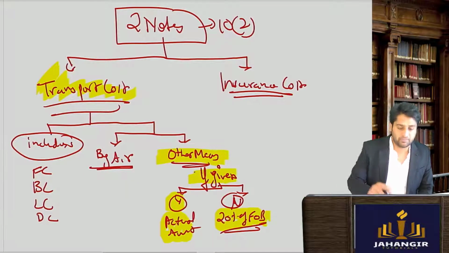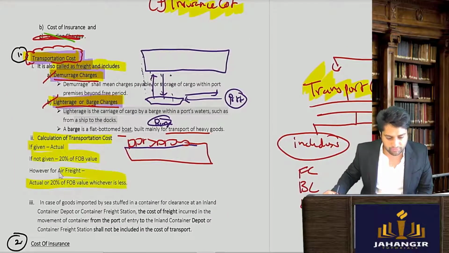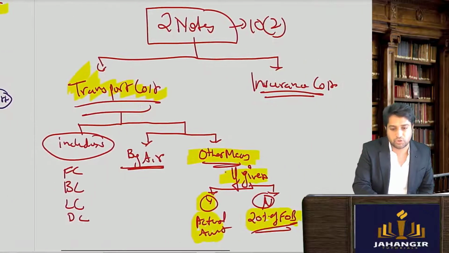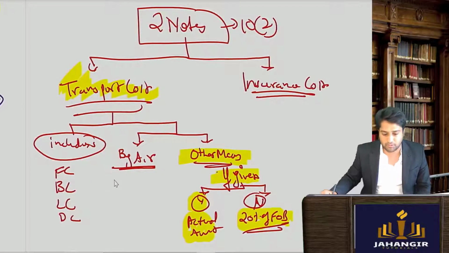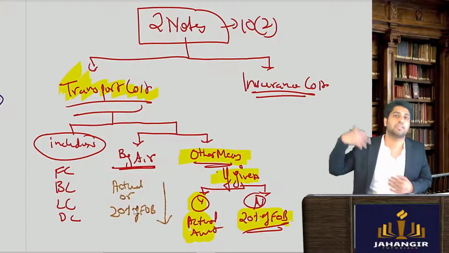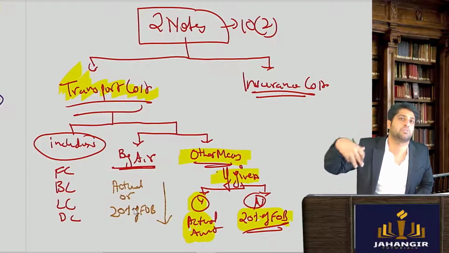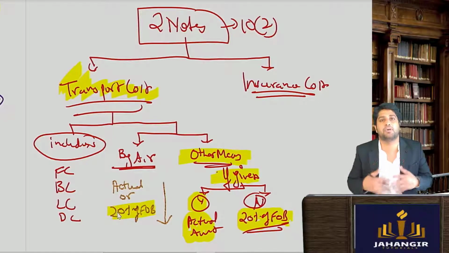If it is by air, then we will take the actual or FOB value, whichever is less. Since we know by air it will be very expensive, the government has kept an upper limit. It will be either actual or 20% of FOB value, whichever is lower. Because if actual is very high, then obviously the value will also increase, your duty will also increase, so the government has limited it to 20% of FOB value. What FOB value is, we will see in the calculation, but I hope this is clear.